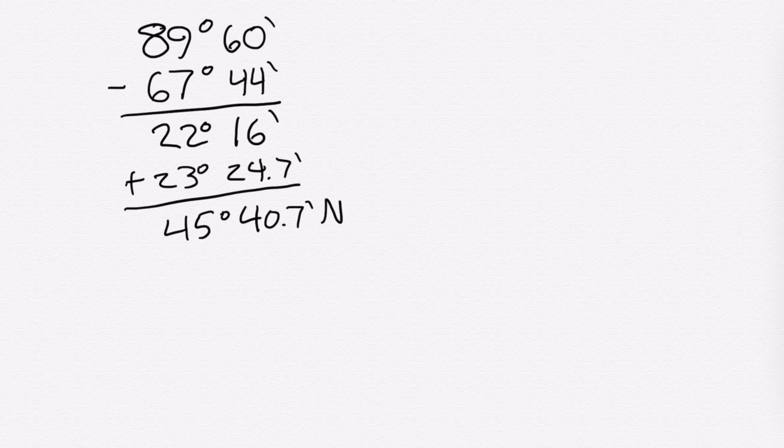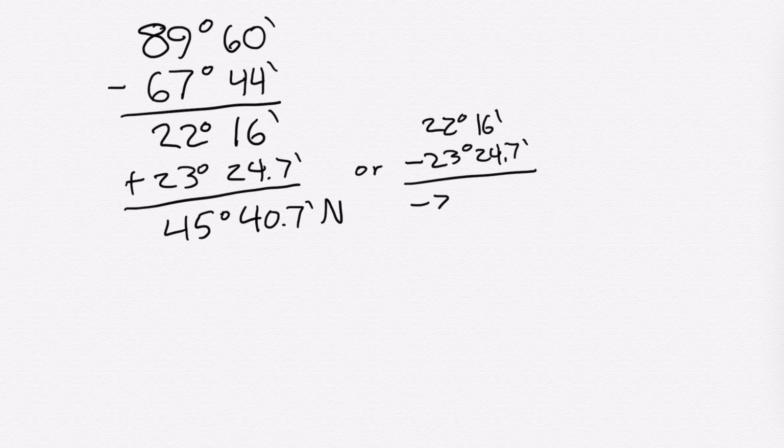Now, if we aren't sure and just for the sake of it want to be safe and do the other way, so subtract the declination just to see what value that gives and see if maybe it's a little closer to where we think we actually are, we'll do that. So 22 degrees and 16 minutes minus 23 degrees and 24.7 minutes gives us negative 2 degrees and 51.3 minutes. The negative means south. So that means that our options are 45 degrees and 40.7 minutes north, or 2 degrees, 51.3 minutes south.